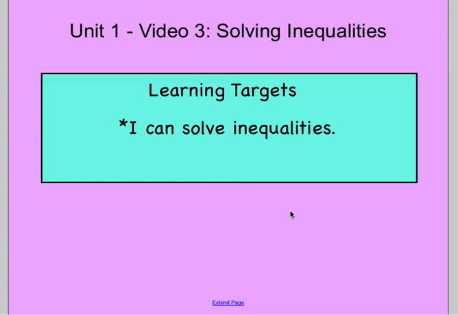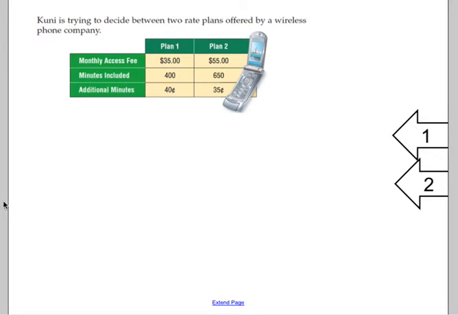Today we're going to go ahead and look at solving inequalities. And the learning target for today is that you will be able to solve inequalities. So let's go ahead and look at an example.